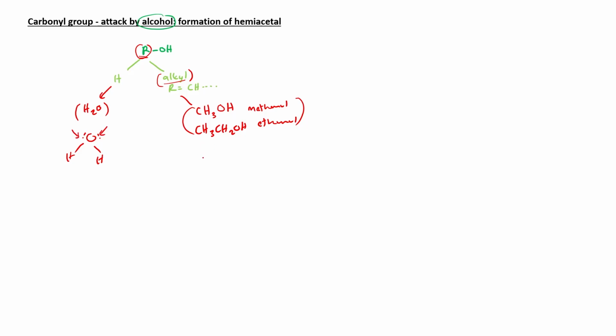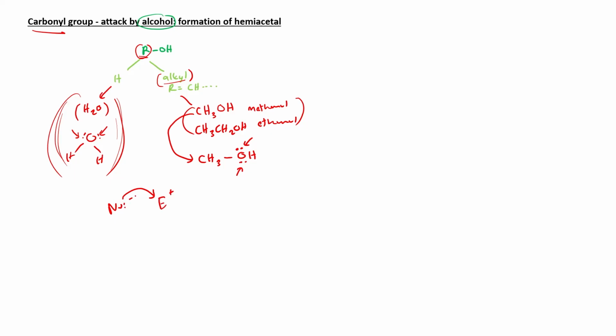The alcohol also has CH3 and then OH, and this OH also has a lone pair there. So we can see that the behavior of attack by alcohol on the carbonyl group will be similar, more or less, to the water that we learned previously. That's why in organic chemistry, if you know how the arrow moves from nucleophile to electrophile, then there's not really much mechanism that you need to memorize. It's more about understanding the mechanism.